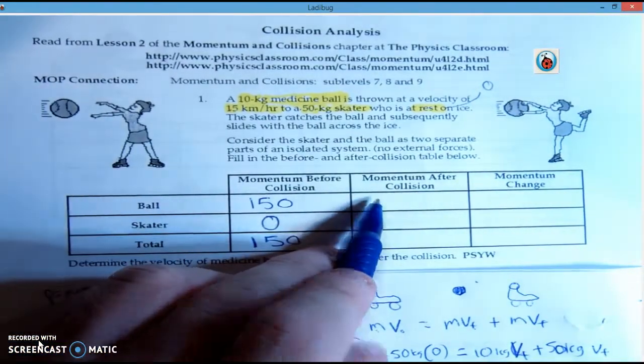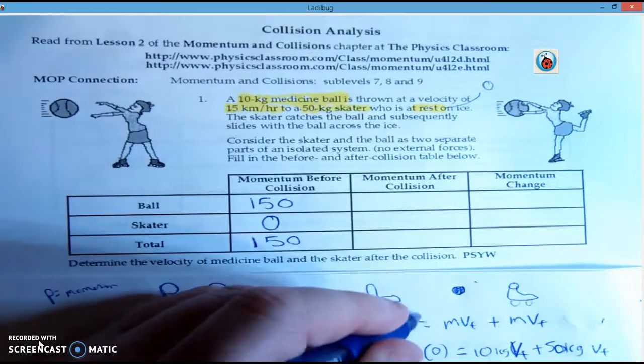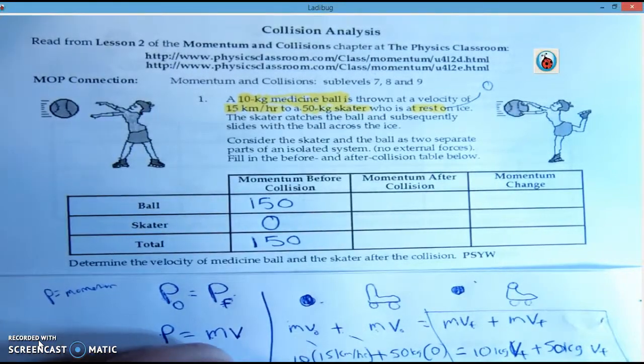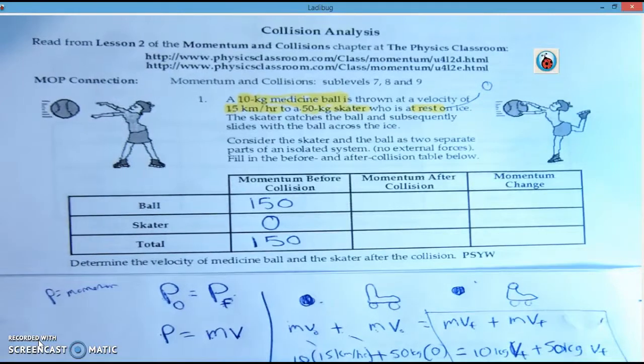Momentum after, that's the right side, so everything on this side is the after, right? We don't know yet because we have the mass, but we don't have the final velocity. But we're going to figure it out. So we have right now 150. Let's move it up.